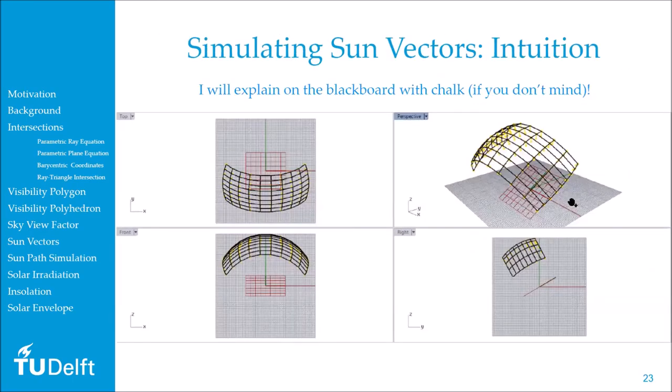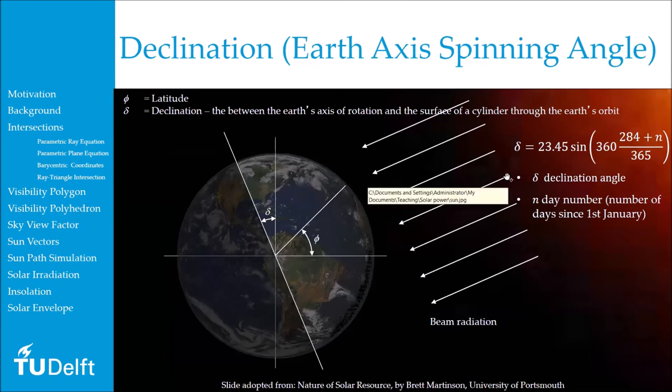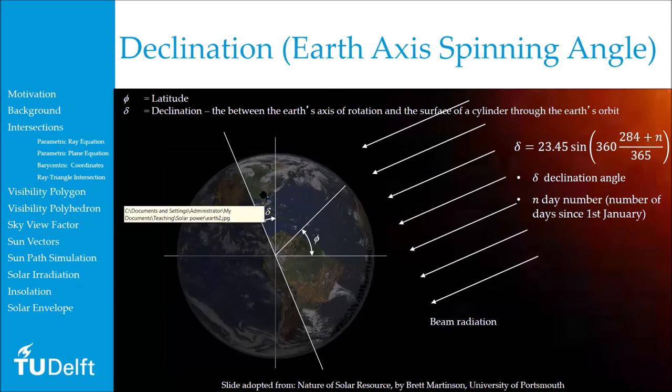So that's how you get to the simplest solar simulation model, but this is the real one, which has this kind of strange feature that is called analemma. This is the declination angle, or the deviation between the Earth spinning angle and the normal of that plane. The delta that I was talking about.